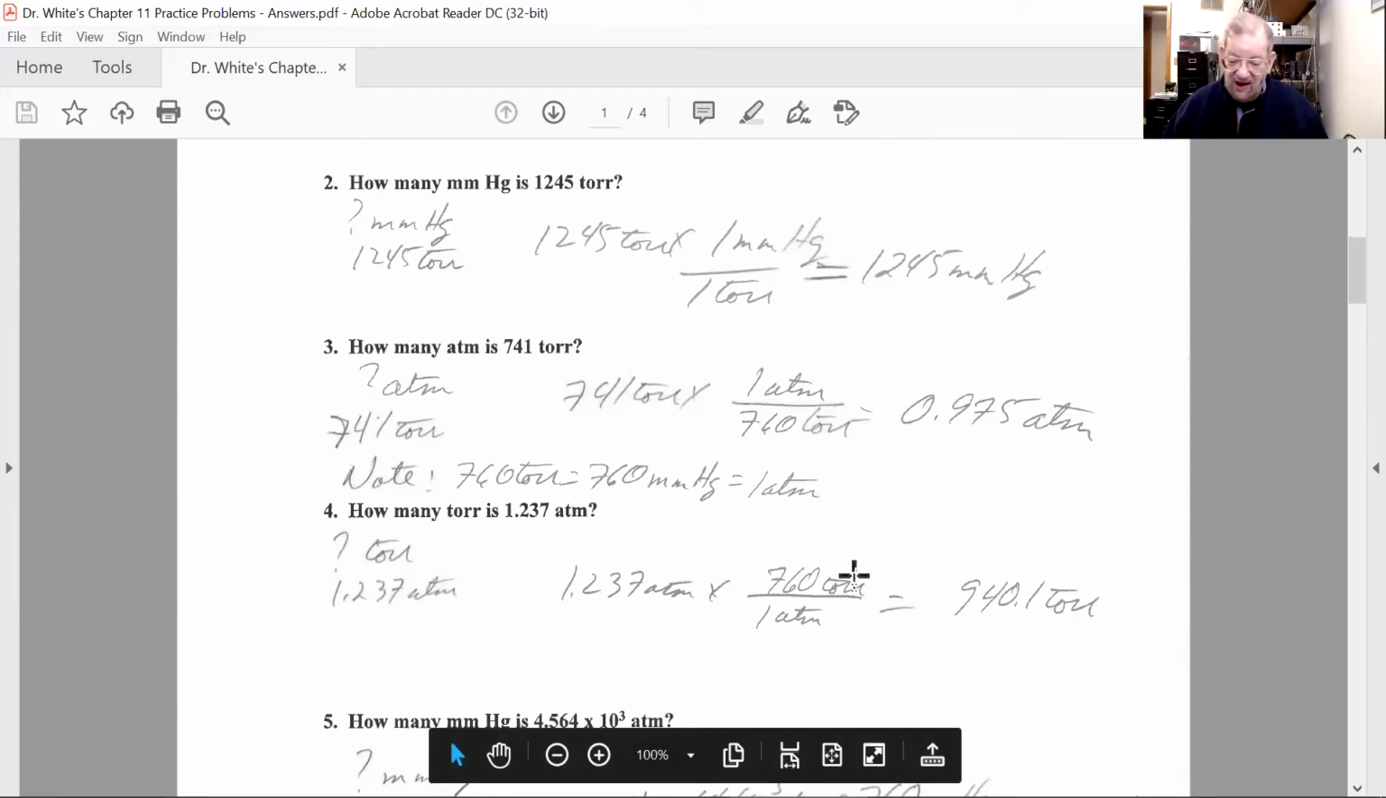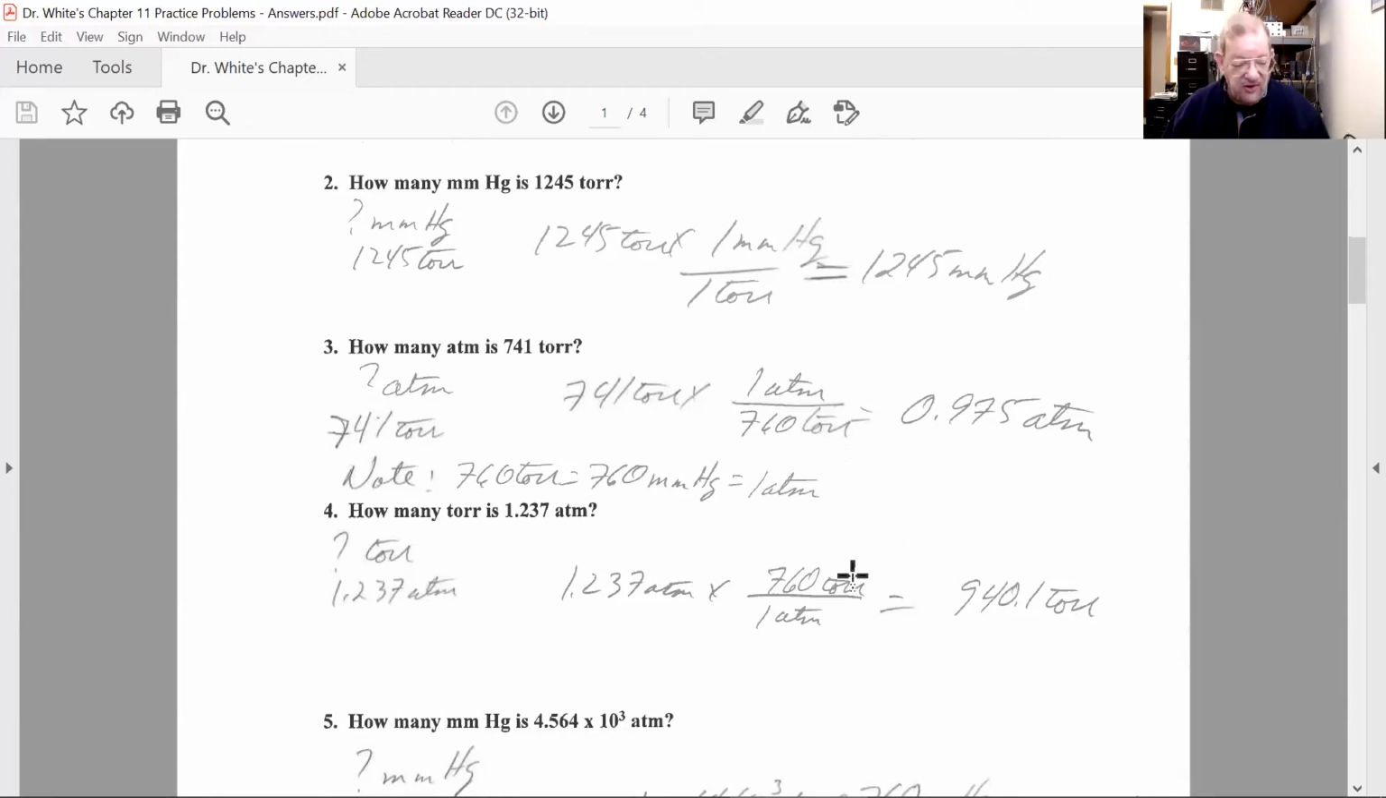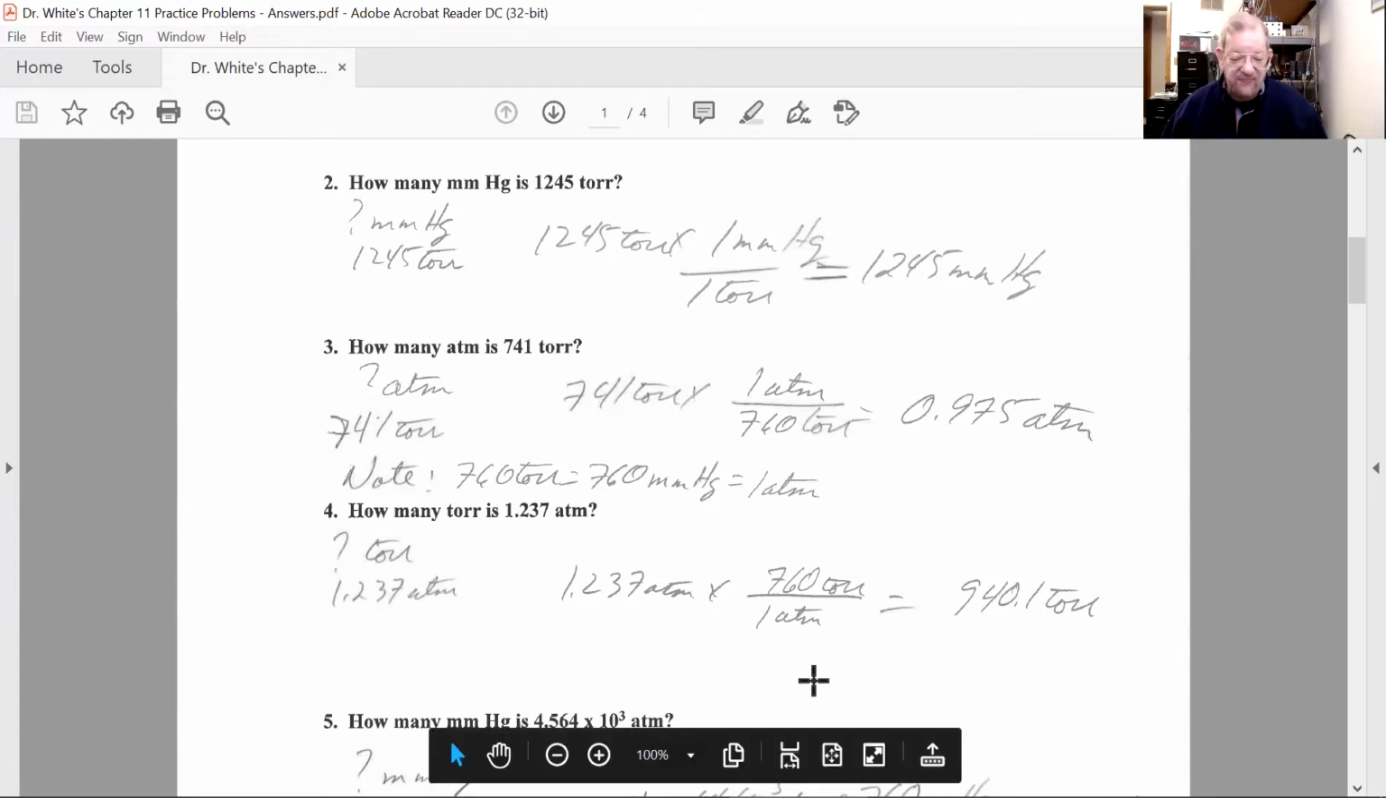Torr goes on top of this ratio using your good buddy, your good friend, unit analysis. Atmospheres go underneath. Where do I get these two numbers? 760 torr equal 1 atmosphere. These are exact numbers. Therefore, this is 4 significant figures. My answer is 4 significant figures.